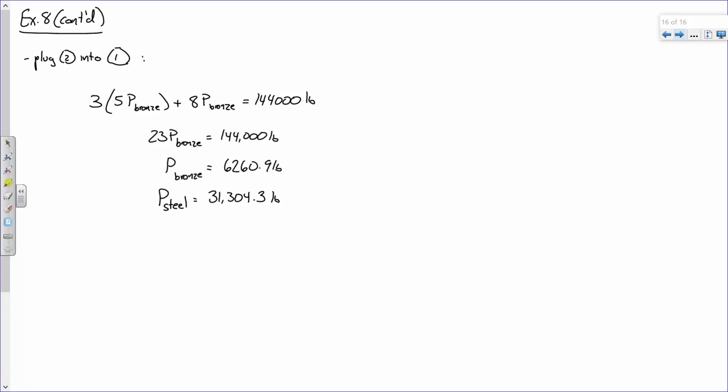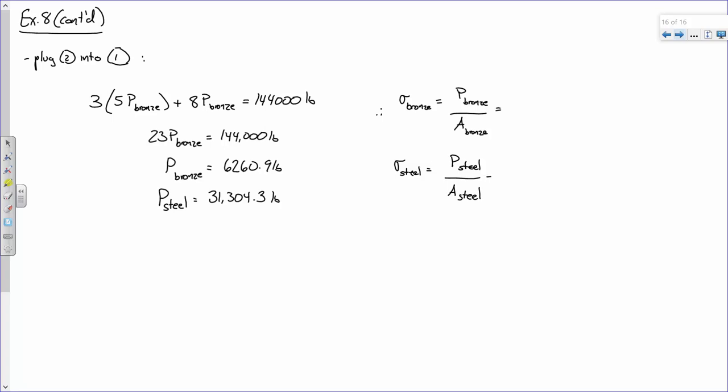Okay, now, again, though, from a mechanics standpoint and from a design standpoint, that tells us what we need to know to do an evaluation. But really, to do the evaluation, we don't need forces, we need stresses. So how do we compute the stress in the bronze and the stress in the steel? Divided by the area. So therefore, the stress in the bronze is the force in the bronze divided by the area of the bronze, is what? And then the stress in the steel is the force in the steel divided by the area in the steel.